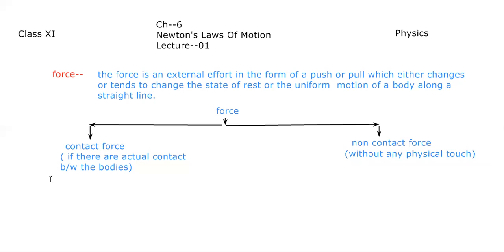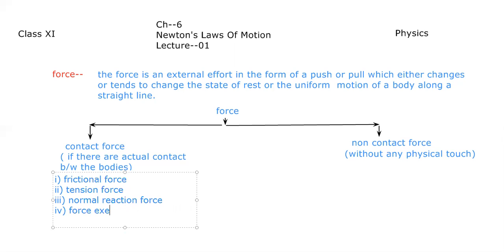Now the types of contact force are: first is frictional force, second tension force, third normal reaction force, fourth force exerted by spring, and the last is force due to collision. So these are the five forces.